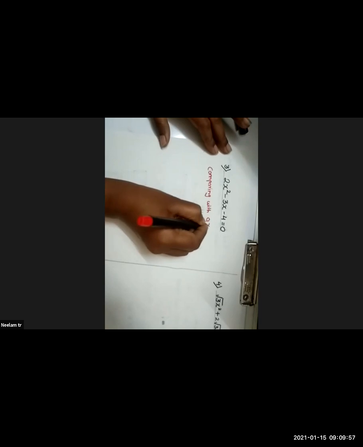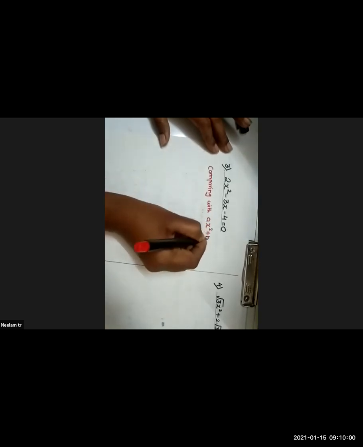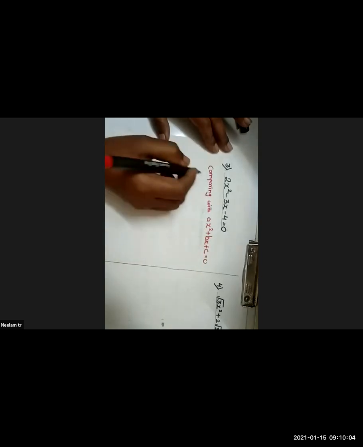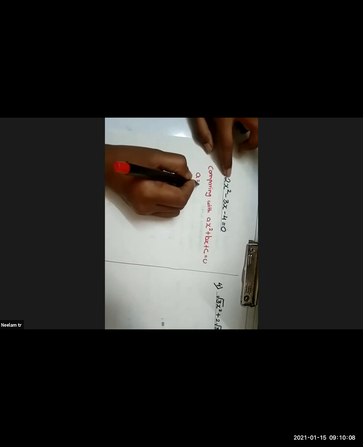Okay. Chalo. For this, comparing with your standard form, ax square plus bx plus c is equal to 0, you got the value of a. What is your a value? 2. b will be minus 3. c will be minus 4.